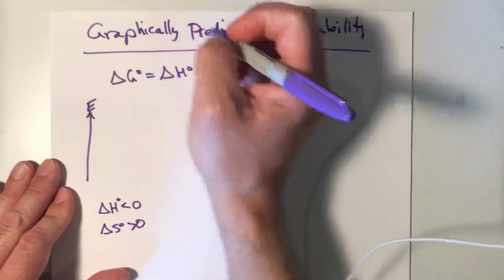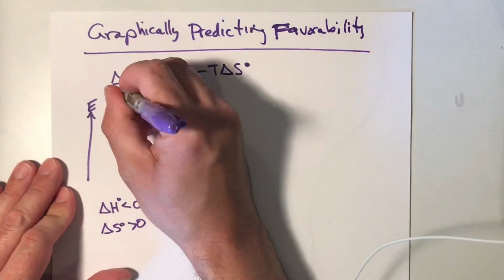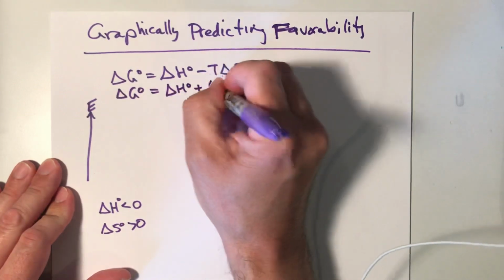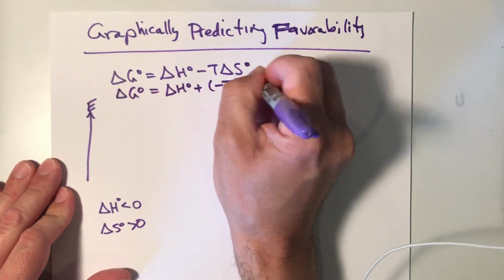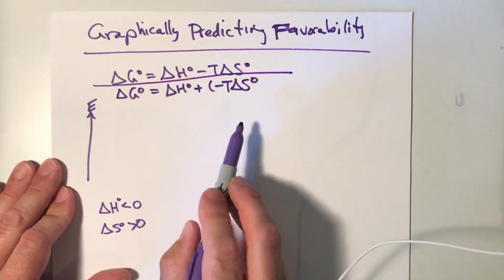And one other thing, we are going to use the same trick that we used last time, which is that we're going to rewrite the Gibbs equation as delta H plus a negative T delta S. And I think that's going to make it a little easier to think about this problem.